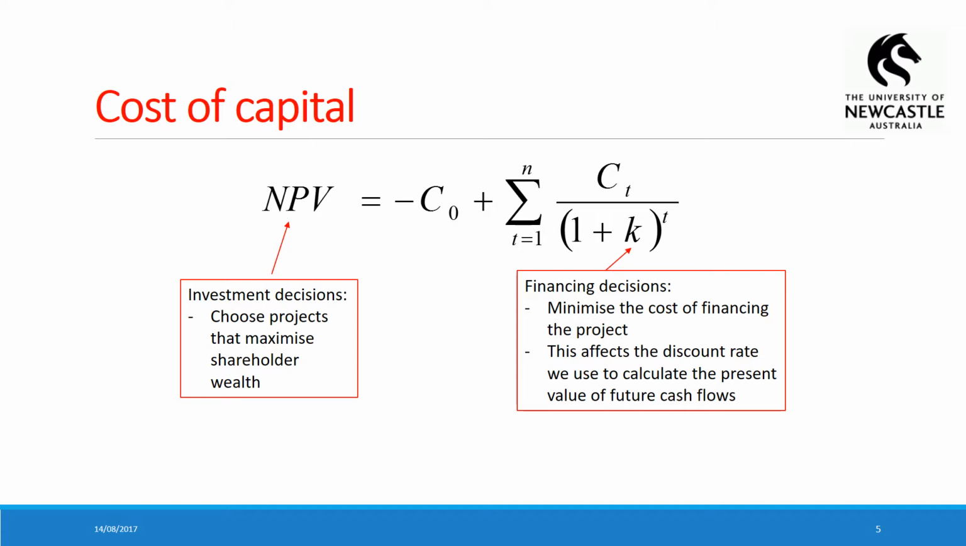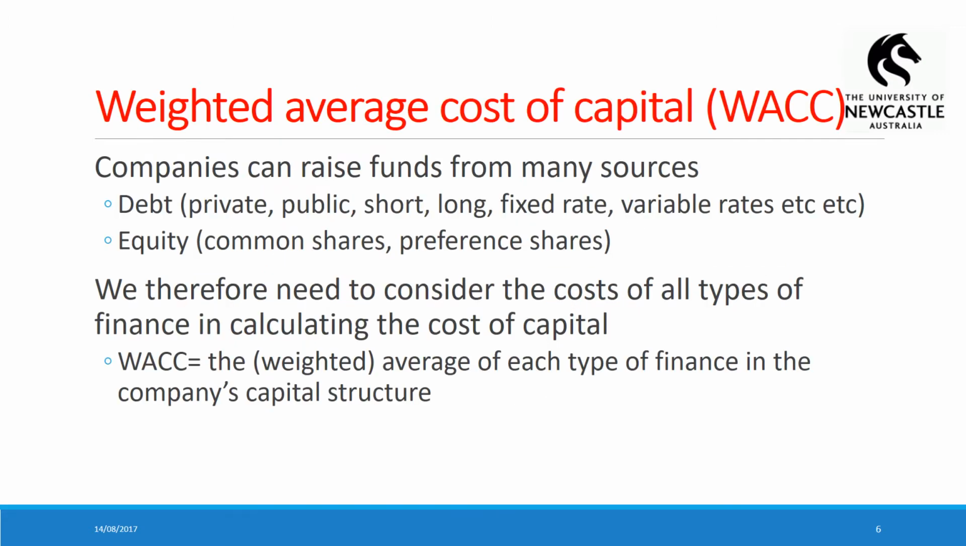So in relation to the cost of capital, this is what we mentioned before in project evaluation. In calculating the NPV, this is related to the investment decisions. We want to choose the projects with the highest NPVs. In the calculation of the NPV, we take K as given, so K is our discount rate. The purpose of this topic today is to look at how to measure K here. This is related to the financing decisions.